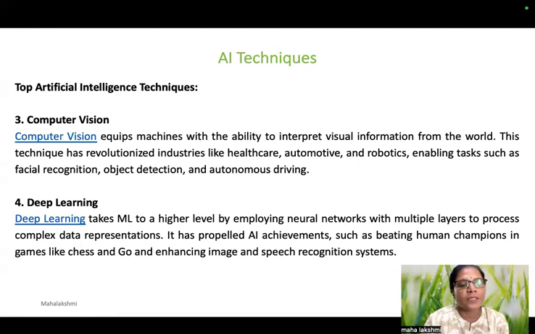Deep learning is an improved version of machine learning, which performs high-level machine learning tasks by employing neural networks with multiple layers to process complex data representations. It has propelled AI achievements such as beating human champions in games like chess and Go, like we had discussed in the last class itself, like AlphaGo, and enhancing image and speech recognition systems.